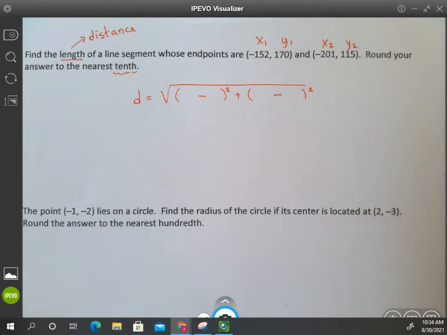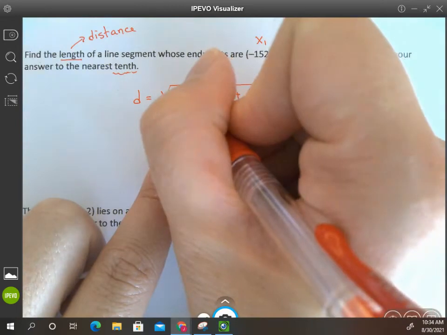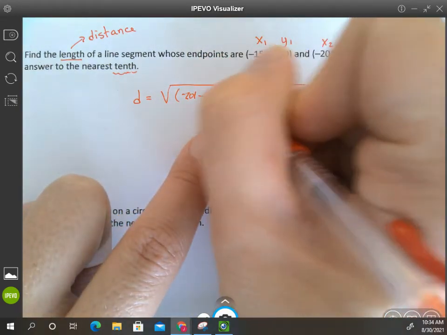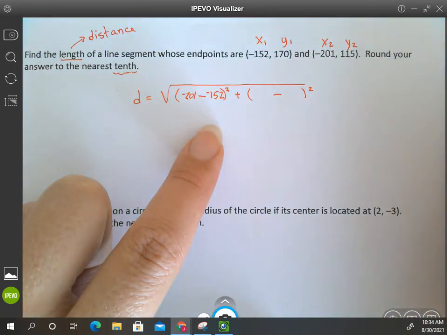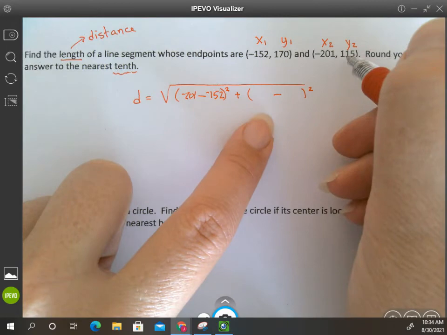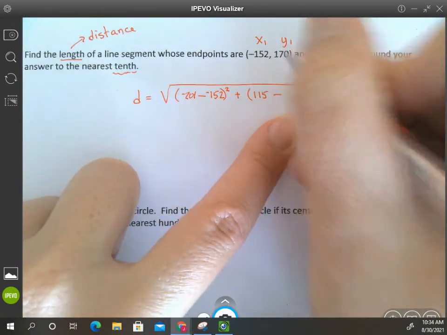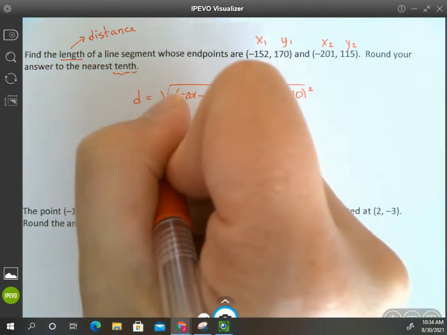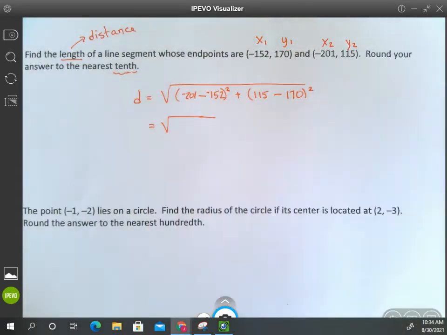All right, guys. X2 is -201 minus X1, which is -152. Y2 is 115 minus Y1 is 170. Okay, here we go. Let's toss it all in, but keep my square root sign for later.